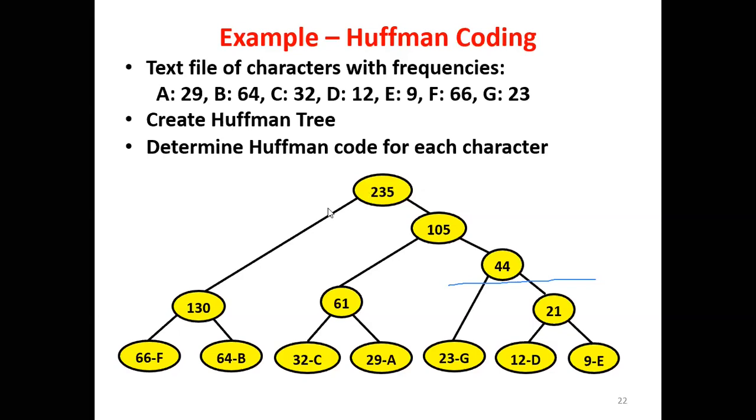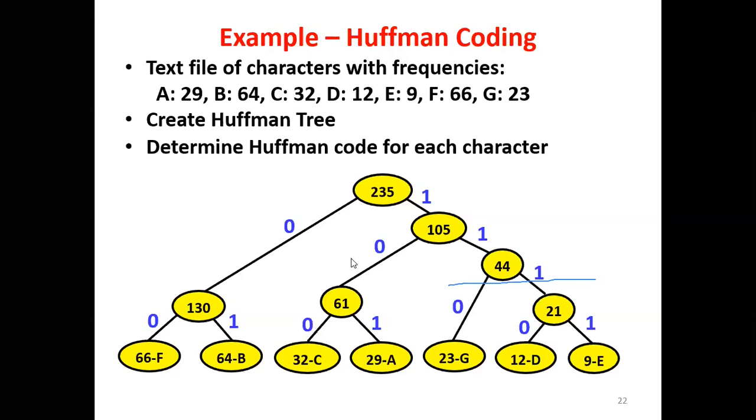So how do we determine the Huffman code? What we have to do is label all the edges using either 0 or 1. Now we have labeled them with 0 and 1. And how did we label them? We labeled them by saying that all the edges at the left will be labeled with 0, and all the edges at the right will be labeled with 1. So if you look at this place, this edge is at the right, so we label it 1, and this edge is at the left, so we label it 0.